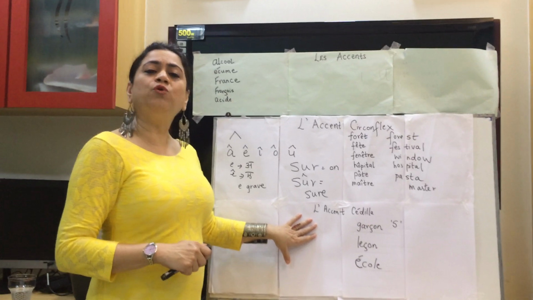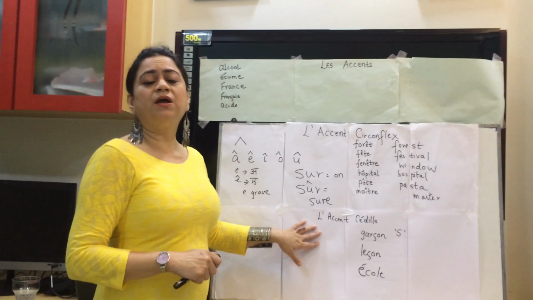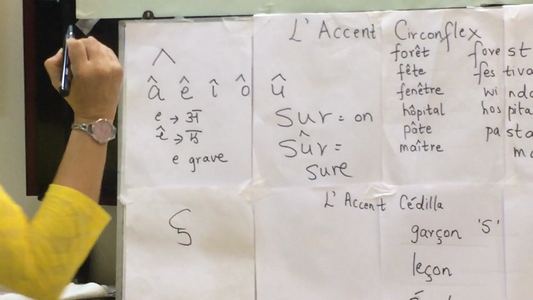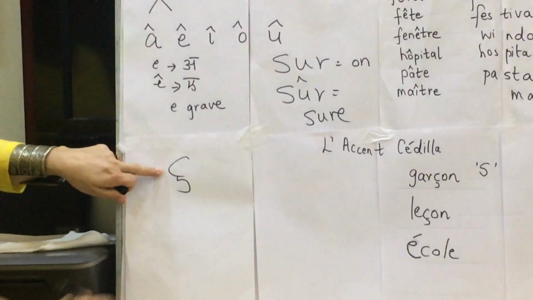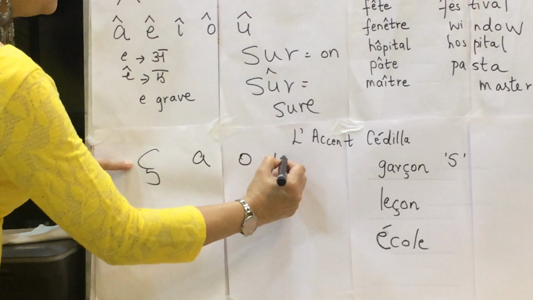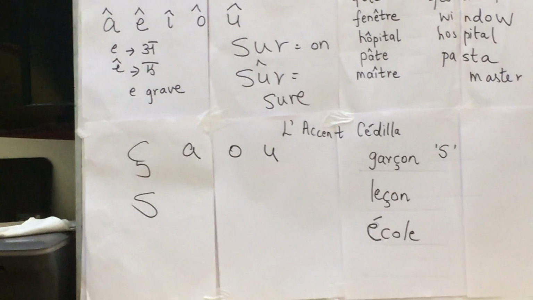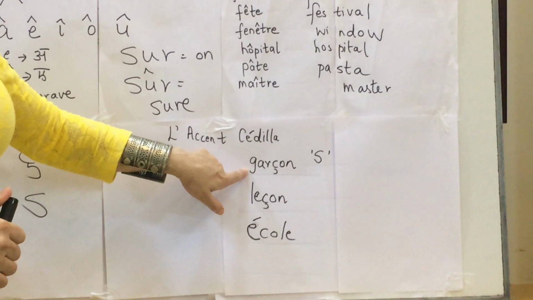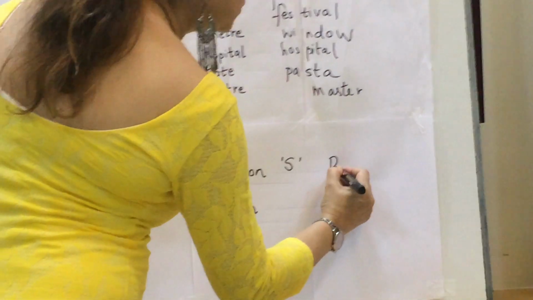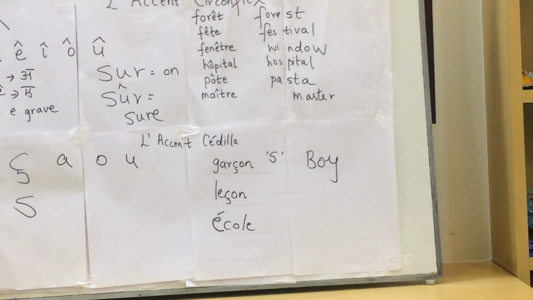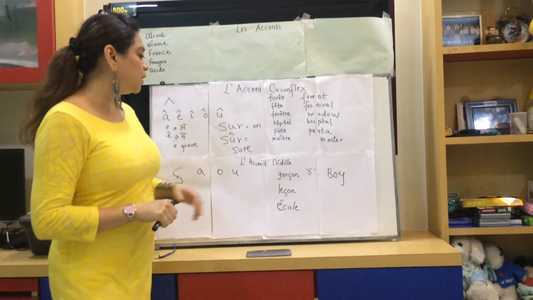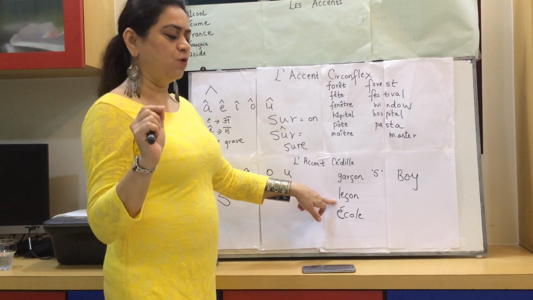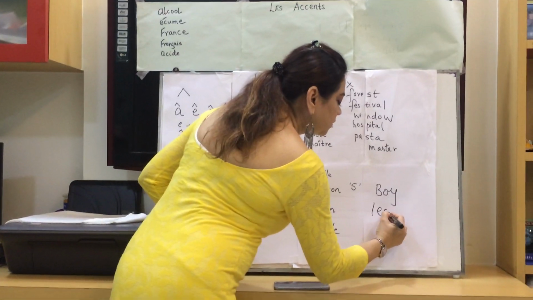We go on to the next, the fourth accent, la cédille, that is the cedilla accent. Now the cedilla accent is written below a C, as an inverted C. Now this C cedilla before A, O or U, it gives the sound as S. For example, garçon, that is boy, and not pronounce it as garcon. Leçon, excusez-moi, it's leçon, that is lesson.